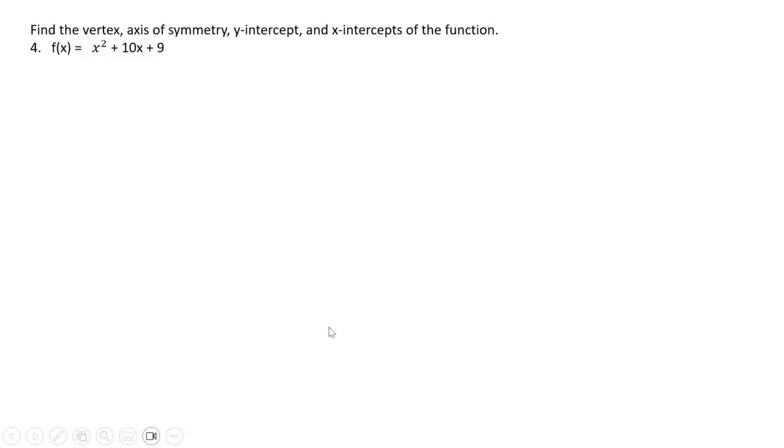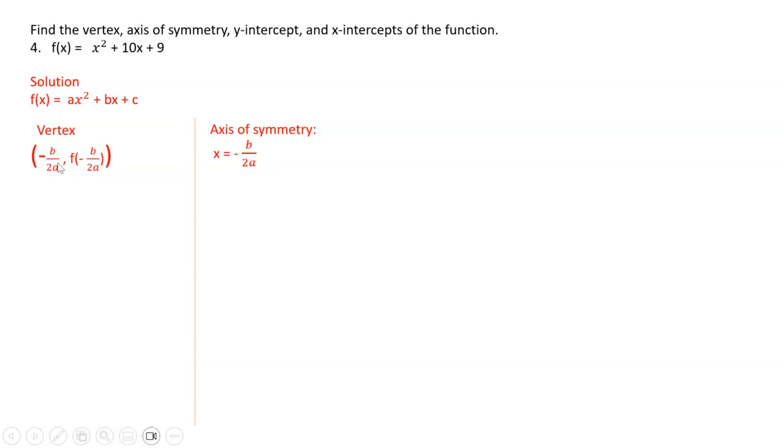Okay, now number 4. It says find the vertex, axis of symmetry, y-intercept, and x-intercepts of the function. We have f of x equals x squared plus 10x plus 9. So solution. To find the vertex, this is the formula for the vertex: negative b over 2a comma f of negative b over 2a. This is my x value, the negative b over 2a, and the f of negative b over 2a is my y value.